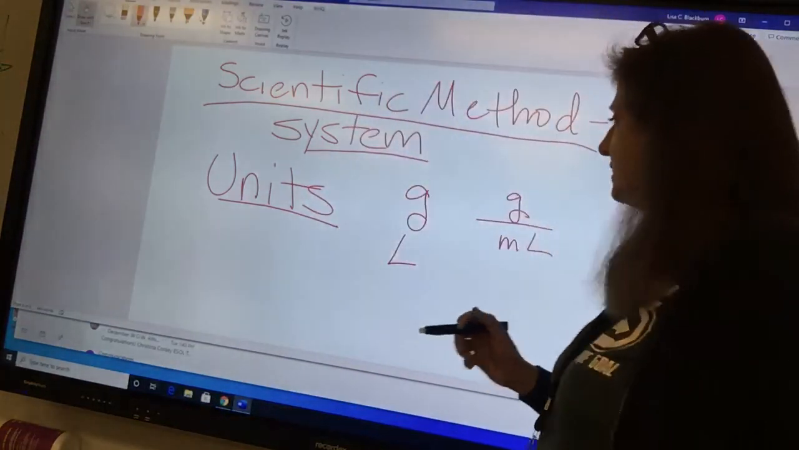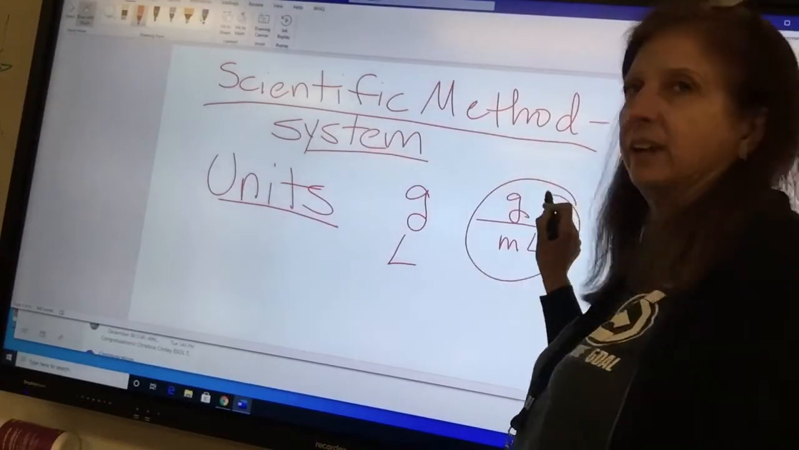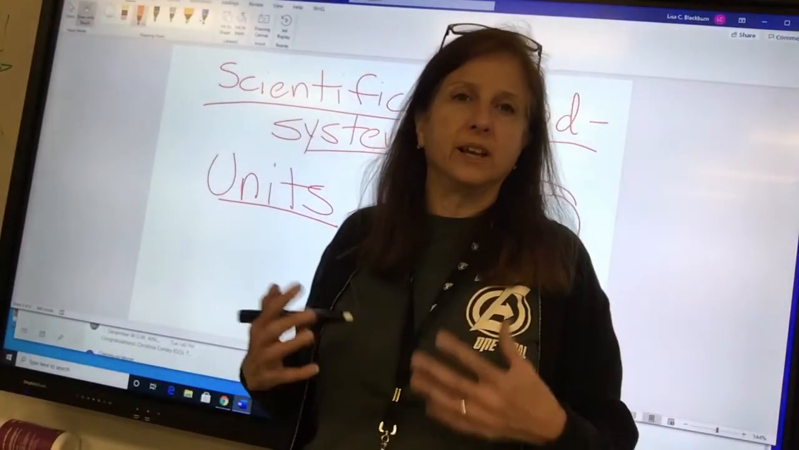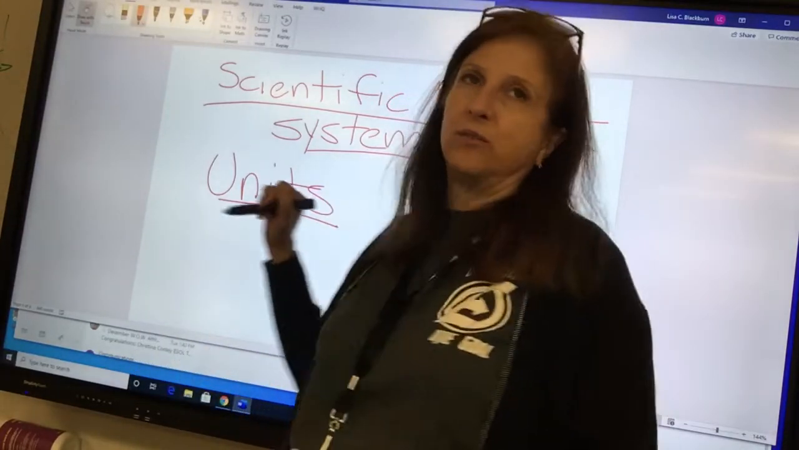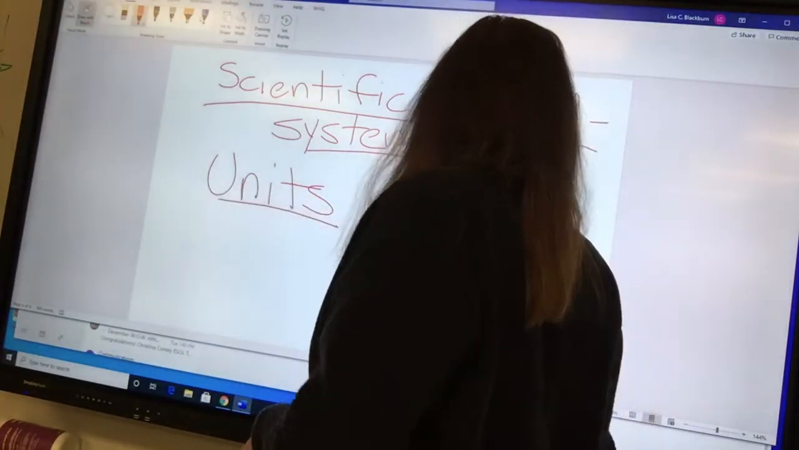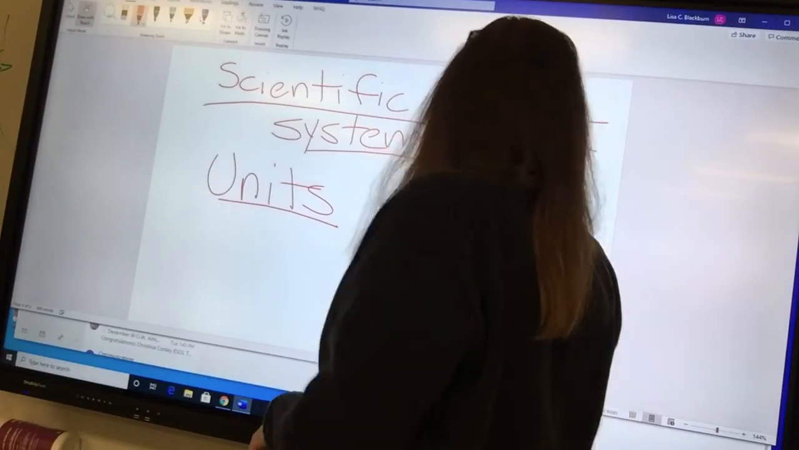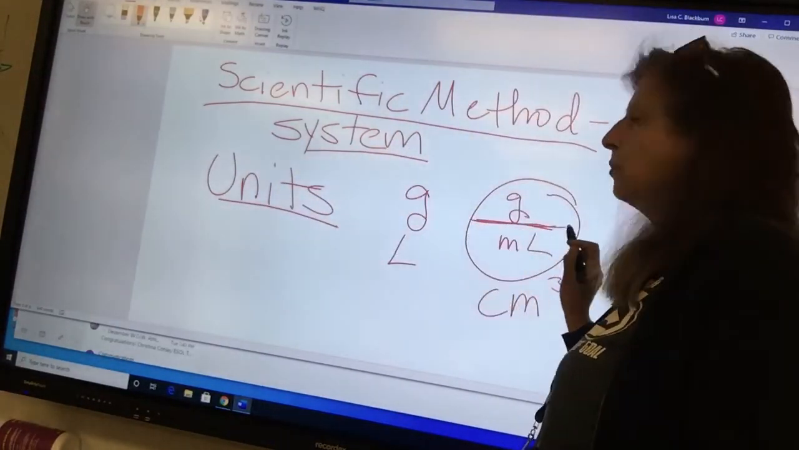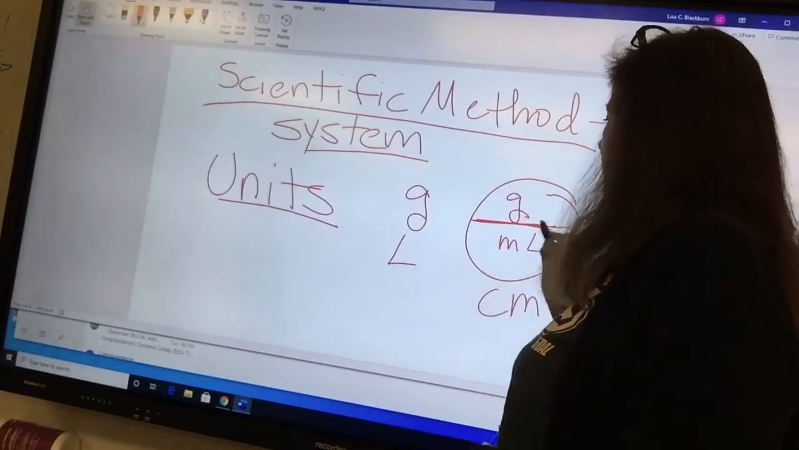So the units of density is a derived unit. The unit of density is grams per milliliter, or it is a mass unit over a volume unit. It could be cubic centimeters or something like that. But its derived units are going to have math symbols in them. They're going to have fraction bars.